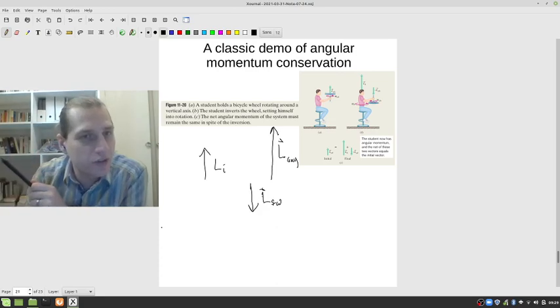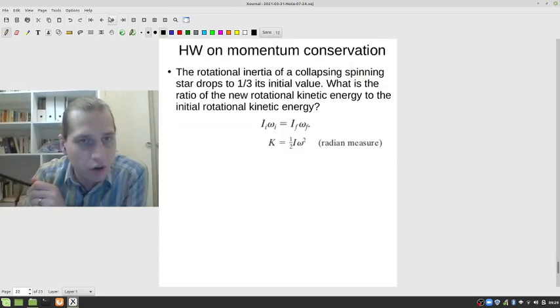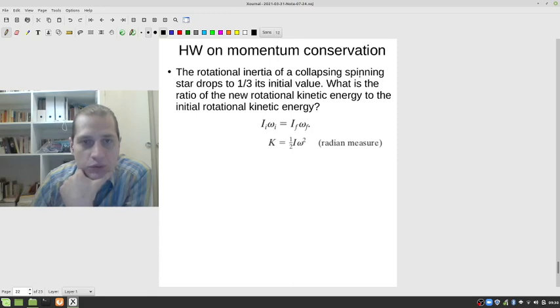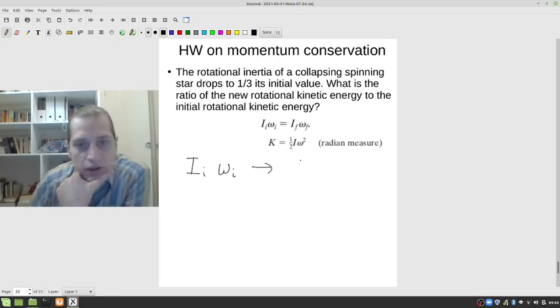Okay, so I know that's a little bit confusing, but let's just do one quick homework example with this. It says the rotational inertia of a collapsing spinning star drops to 1/3 of its initial value. So you start out with a star that has some rotational inertia I initial, some omega initial. Then I final goes to 1/3 of your I initial.